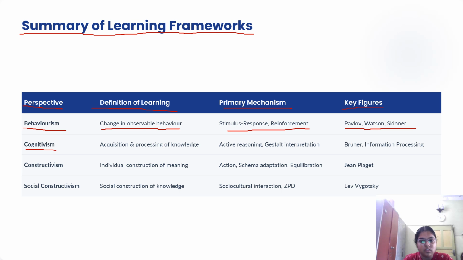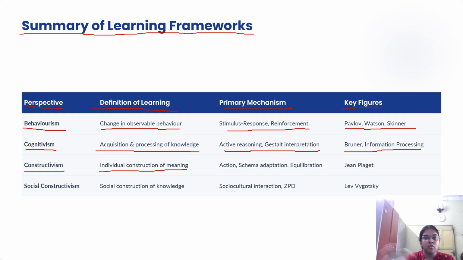Cognitivism. According to cognitivism, learning is defined as acquisition and processing of knowledge. And the primary mechanism is active reasoning, gestalt interpretation. Key figures: Bruner, and information processing. In case of constructivism, learning is defined as individual construction of meaning, which I discussed in the previous slide, that the learner actively constructs their knowledge by interacting with physical and social environment, and the learner constructs his or her own knowledge. No support or help is provided during the construction of knowledge. Primary mechanism: action, schema adaptation, equilibration. Key figure: Jean Piaget.